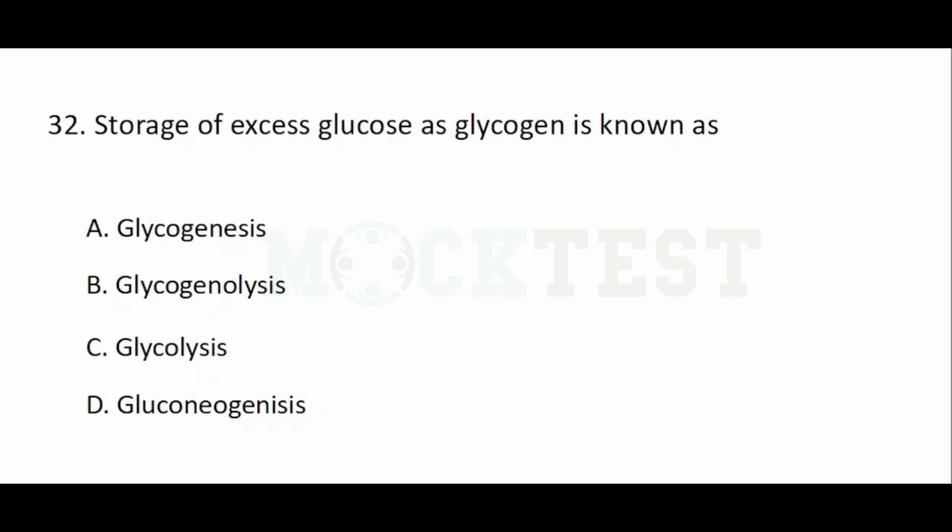Next, storage of excess glucose as glycogen is known as option A glycogenesis, option B glycogenolysis, option C glycolysis, option D gluconeogenesis. The answer is option A, glycogenesis.